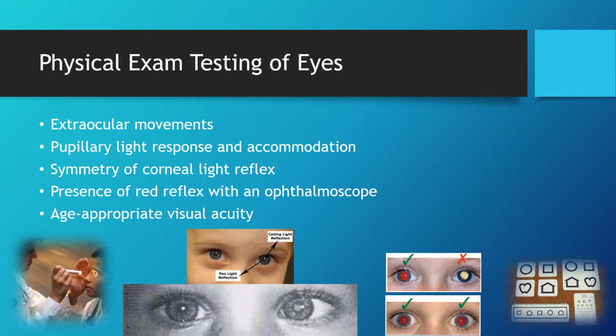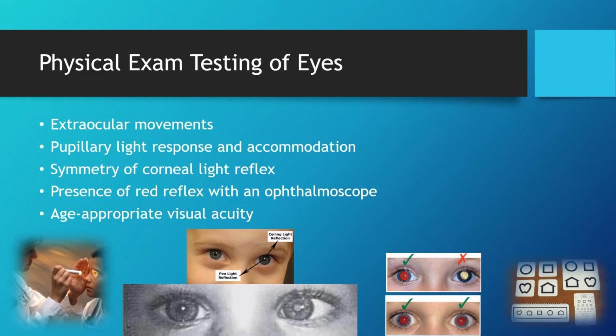When we look at the physical testing of the eyes, we are looking for any abnormal extraocular movements. Is there any nystagmus or involuntary movement of the eye, or is there any strabismus, which is that cross-eyed appearance? Pupillary light response and accommodation we know as PERLA. Are the pupils equal? Are they round and reactive to light?